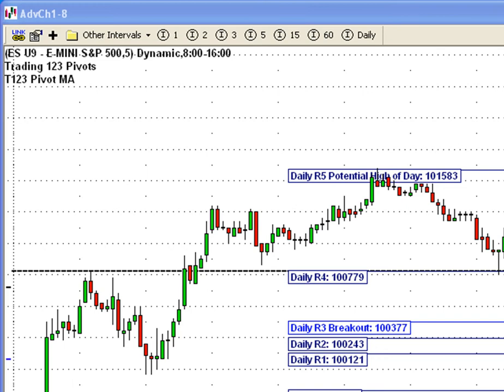So if you would have taken a long here at 1003, first target would have been 1007, which would have been a 4-point move. Then it broke out above that area and moved up another 4 to 5 points, and then the trend continued. So you had a potential gain from going long anywhere above 1010 up to 1015 for another 5 points.